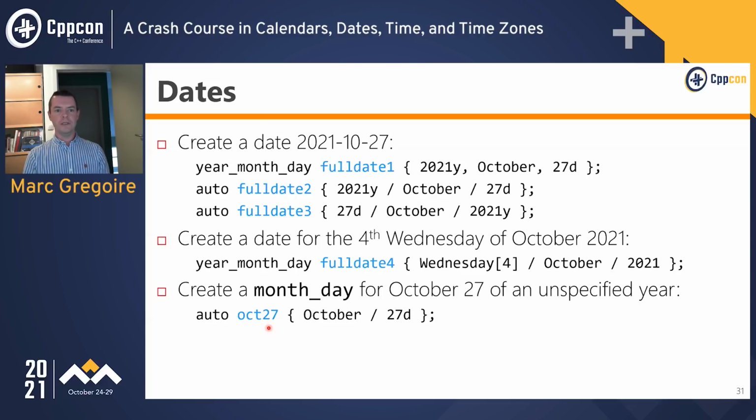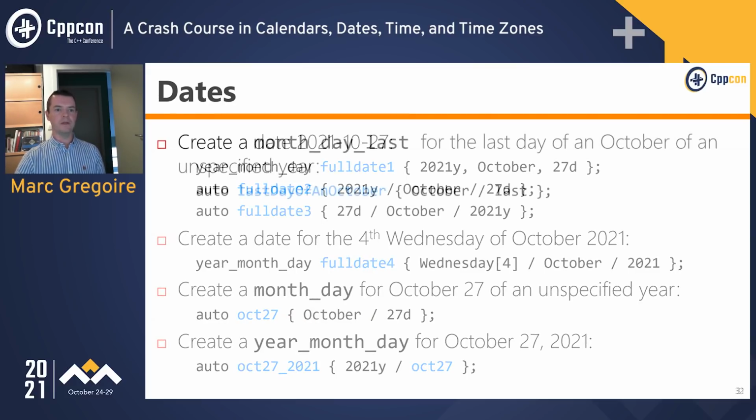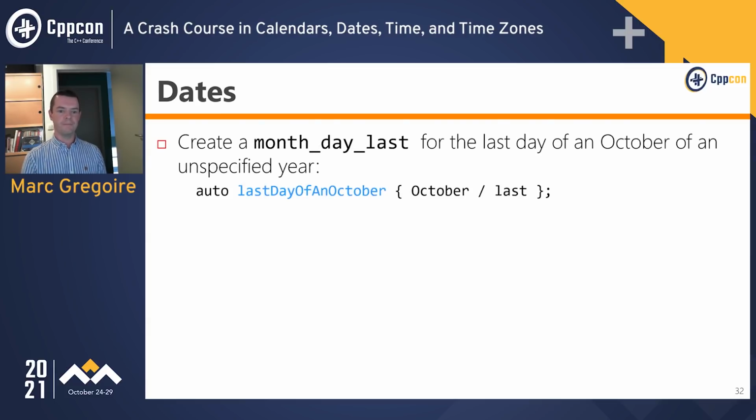You can also use these classes to specify parts of a date. So here I'm defining oct27, which represents the 27th of October, but of an as of yet unspecified year. So you don't see any year mentioned here. And then I could construct a full day for today, October 27, 2021, by specifying the year 2021 and using my oct27, which we defined on the previous line.